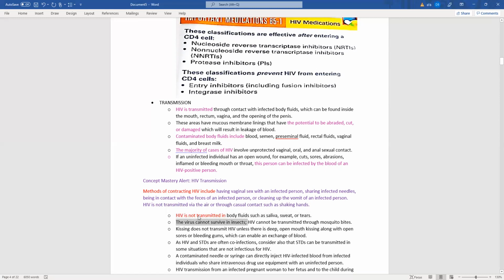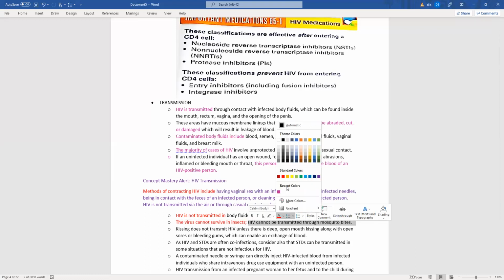Just because you're in a group with somebody in a circle and a mosquito bit them and then bites you, you're not going to get HIV. HIV cannot be passed through mosquito bites. See what I'm saying? I just said that. It cannot be passed by mosquito bites.